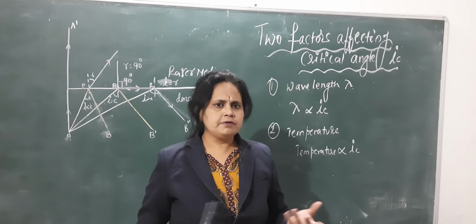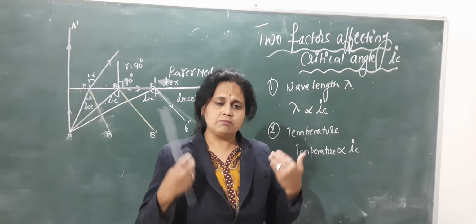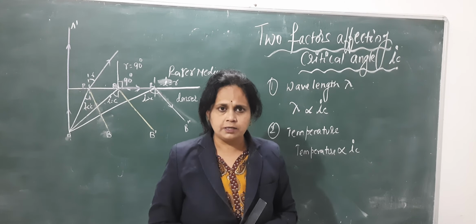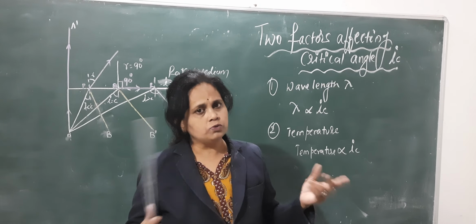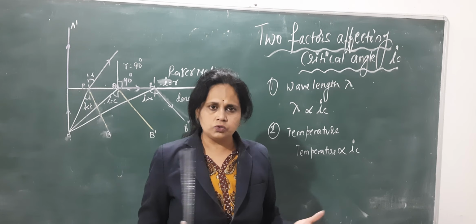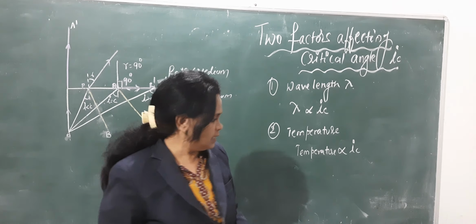So the temperature of a medium, let it be air, glass, whatever the denser transparent medium, if the temperature of that denser transparent medium goes on increasing, the critical angle also goes on increasing. If it is less, then the critical angle also will be less.